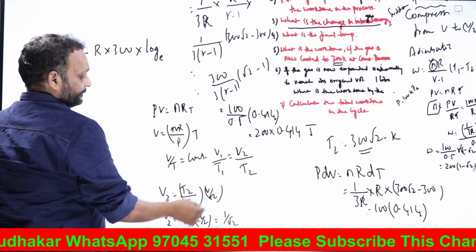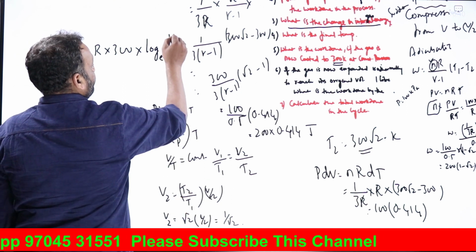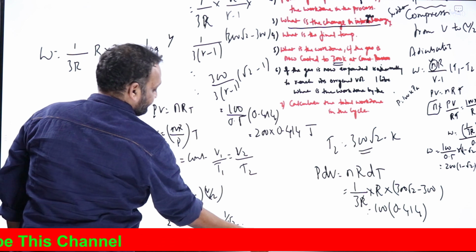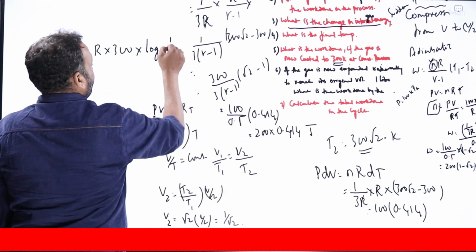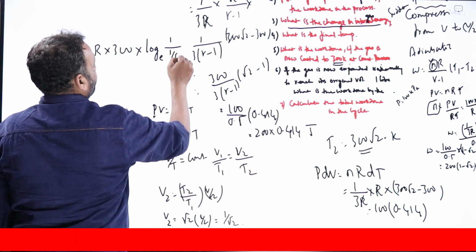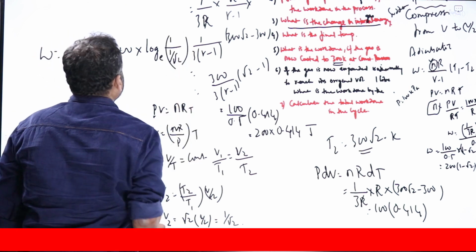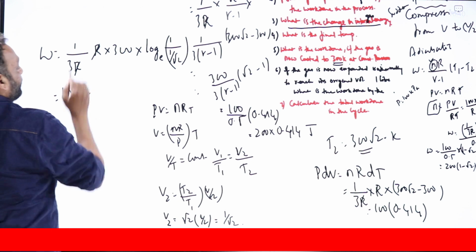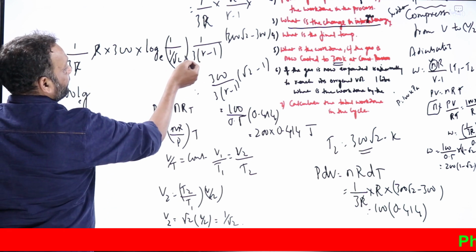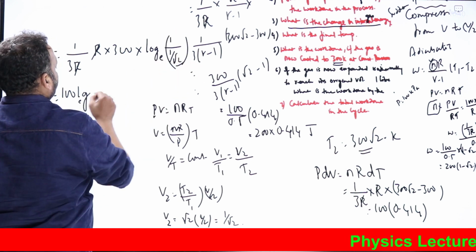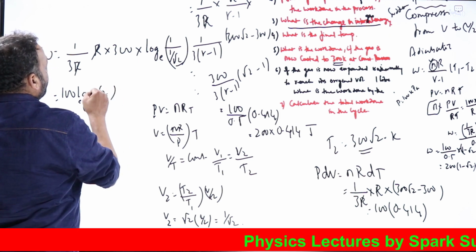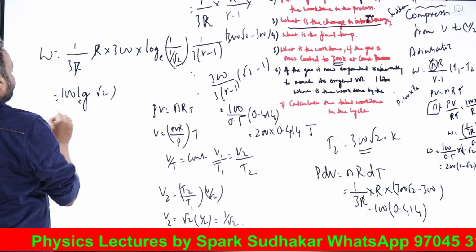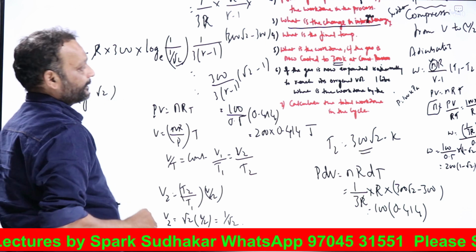The final volume is 1 liter, isn't it? So it is 1 liter by the initial volume, 1 by root 2. This R and R get cancelled. 100 into log to the base e, root 2. What do we get here? Log root 2 is nothing but 2 to the power half, so half log 2 to the base e. This is the amount of work done.